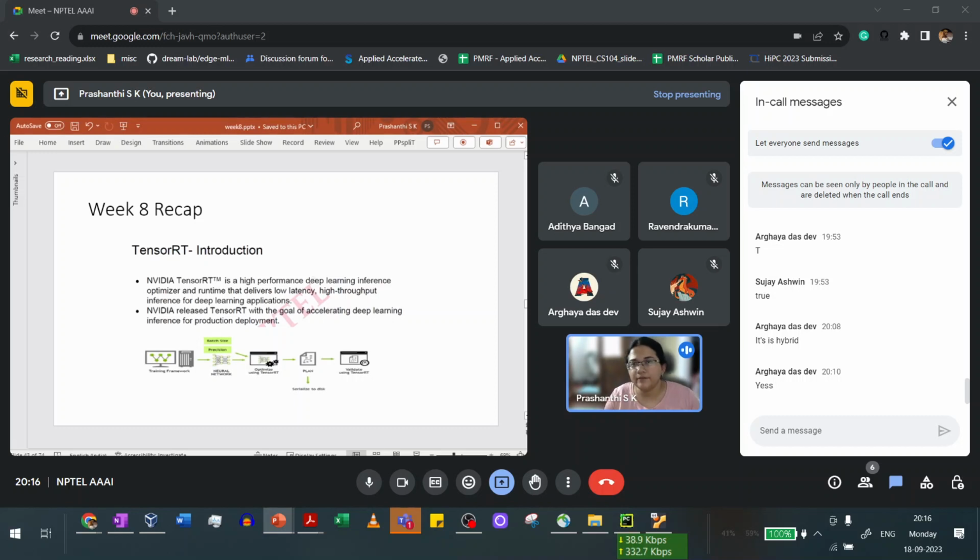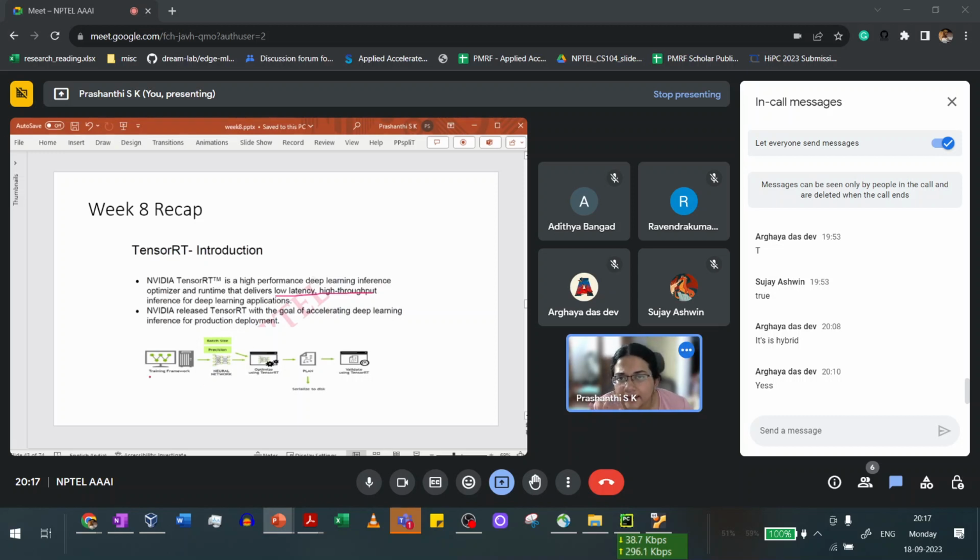Okay, if not, so what is TensorRT? So far we've studied things like PyTorch and TensorFlow. TensorRT is a framework too, but from NVIDIA itself, and it's intended to accelerate inference. It's intended to make inference as high performance as possible, delivering very low latency and high throughput inference for deep learning. So how does it do this?